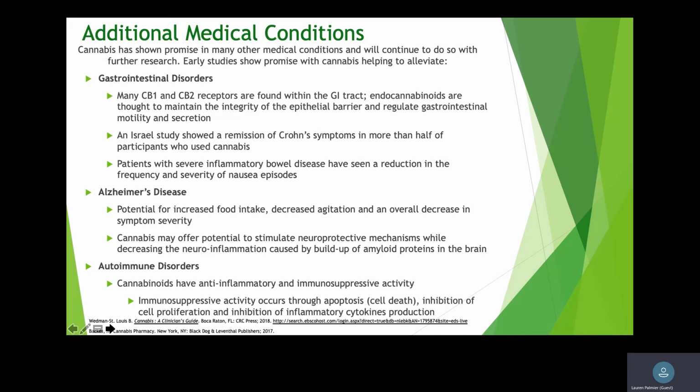Looking at Alzheimer's disease, there is a potential for increased food intake, decreased agitation, and overall decrease in symptom severity. It's also thought that cannabis can potentially stimulate neuroprotective mechanisms while decreasing the neuroinflammation caused by the buildup of amyloid proteins in the brain.